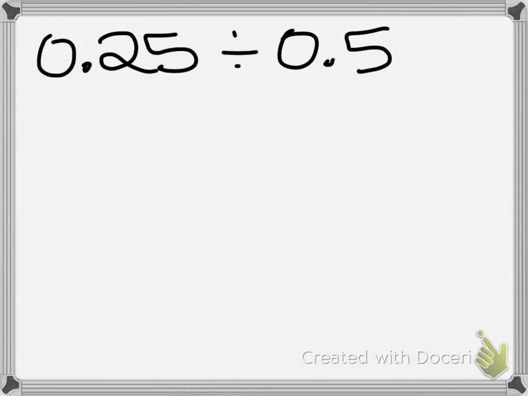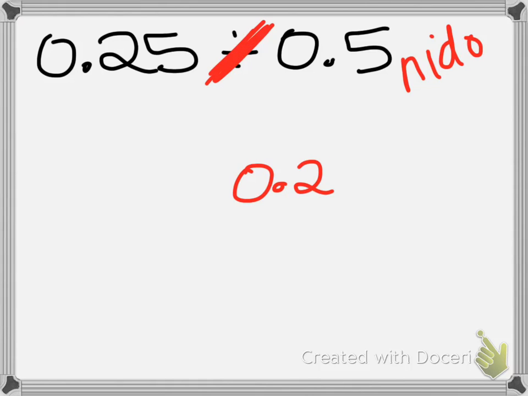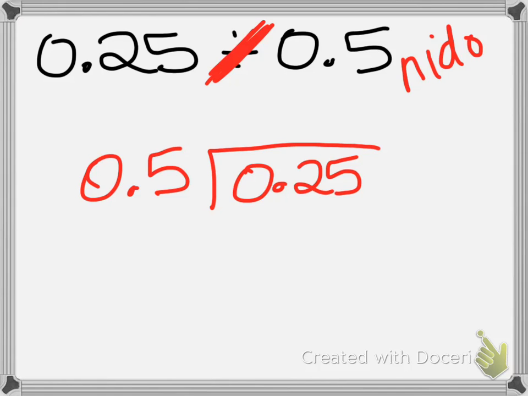Okay, so here I have these two numbers. Remember the NIDO, numerator inside, denominator outside. If I'm looking at this division, I could see division or I could see a fraction. So just to help you set it up, some of you have a hard time seeing how to set it up. Okay, so here I have 0.5 divided into 0.25 or 25 hundredths.